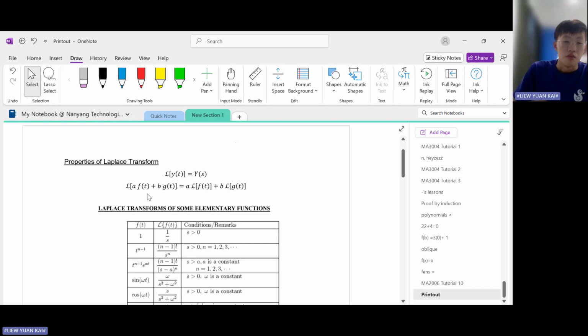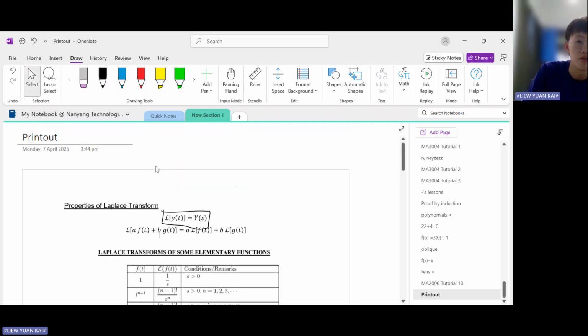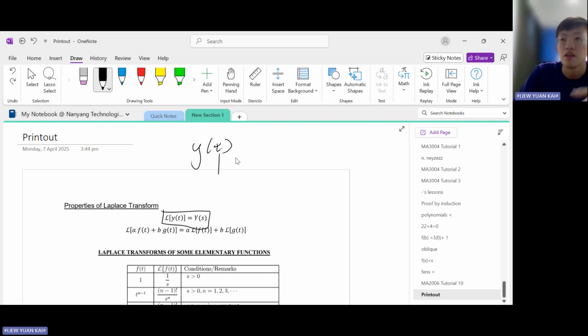So we need to know some properties of Laplace transform. Here we have the definition of the Laplace transform. Suppose I give you a function y of t. So y is some variable that depends on time. For example, a man is walking some distance. His position y is a function of time. As time changes, his position changes. This is a simple example in engineering that you might use the Laplace transform in.